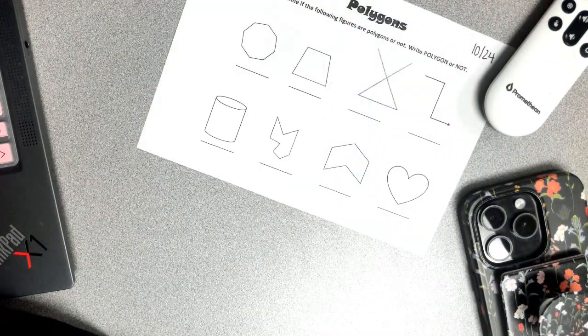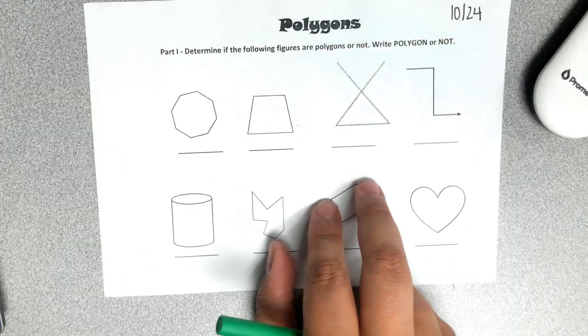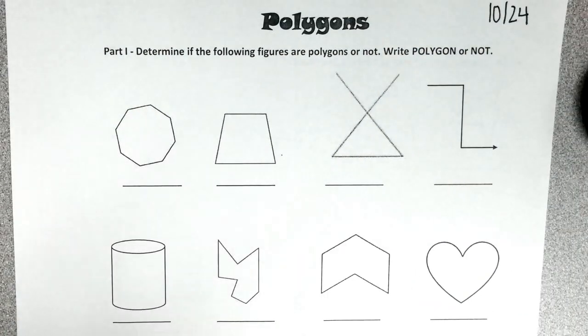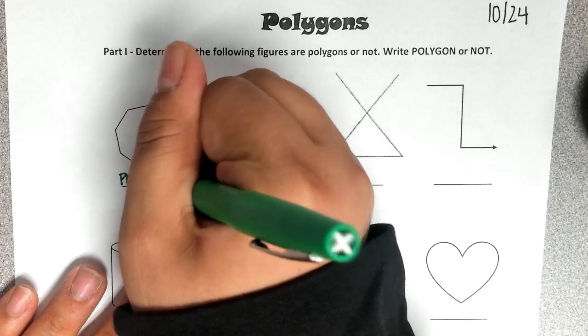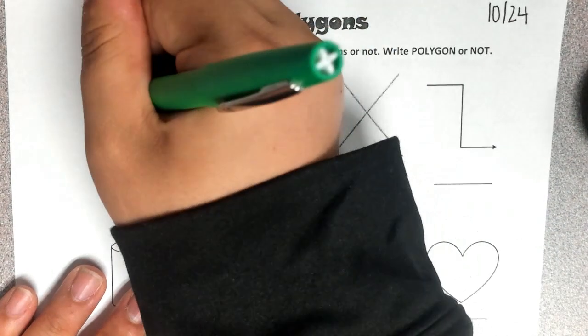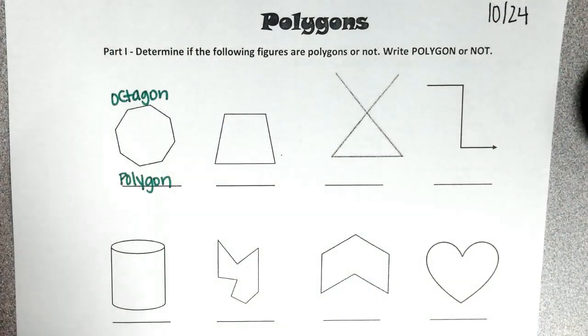All right. Again, a polygon has 3 or more sides. It is made up of straight lines and closed. Is my first one a polygon? Yes or no? Yes. What shape is this? Stop sign. It is a stop sign which has 8 sides, which is an octagon.